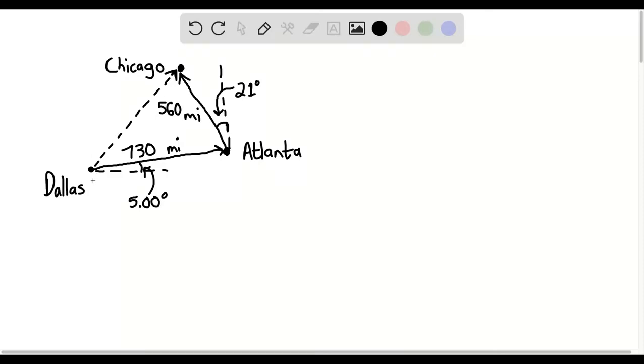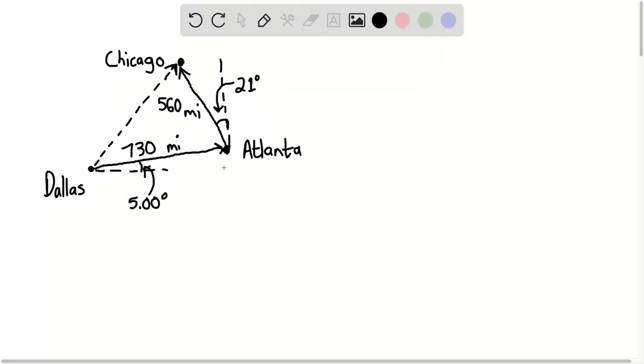Here we have three cities, Dallas, Atlanta, and Chicago. We want to find the resultant vector, or essentially the distance from Dallas to Chicago based on these two vectors. We'll call the trip from Dallas to Atlanta A, and the trip from Atlanta to Chicago B.